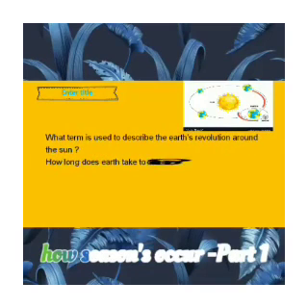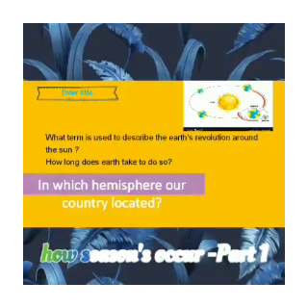Here is a question again. I read it out for you. What term is used to describe the motion, Earth's revolution around the sun? It's the orbital motion. How long does it take to do so? It takes 365 days, 6 hours. You can see here in the image at the right hand side above. In which hemisphere are we located? We are located in the northern hemisphere.